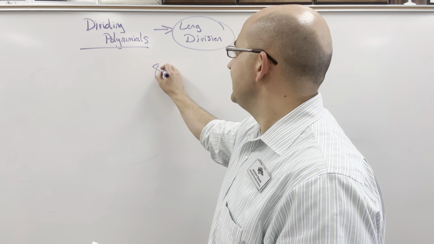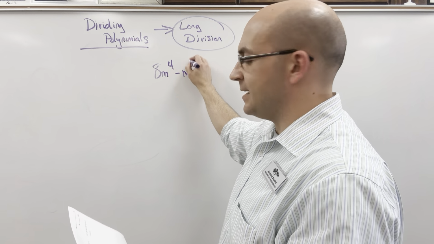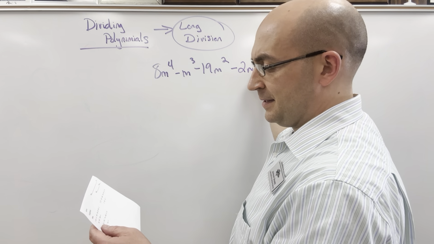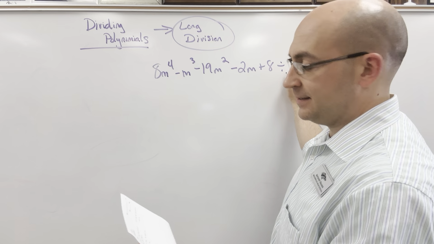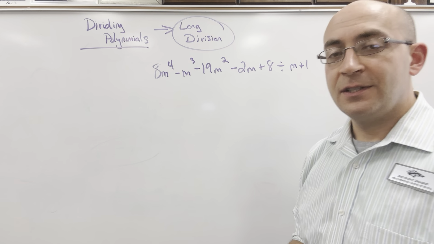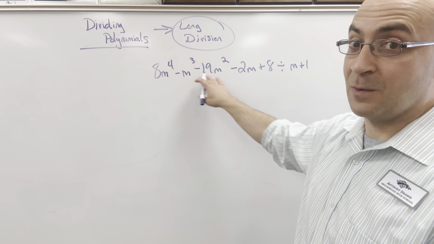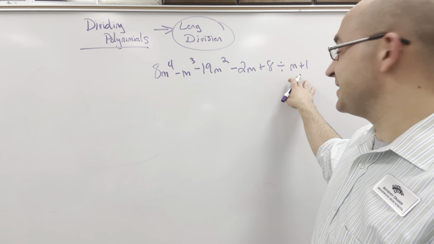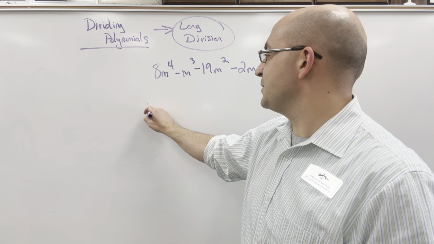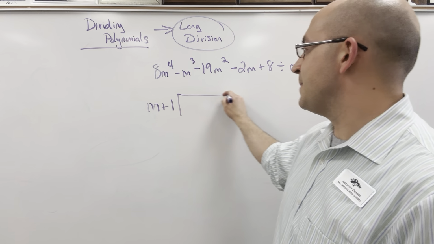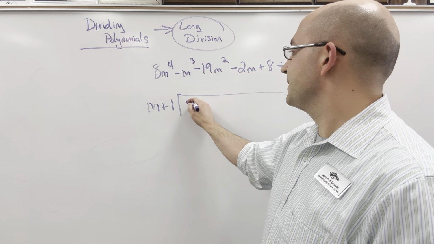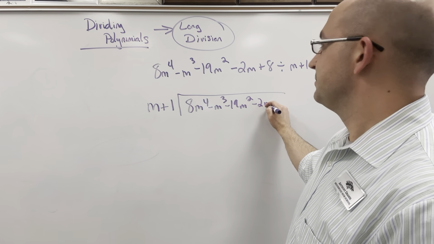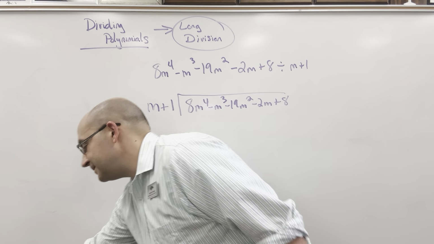So I have 8m to the fourth minus m to the third minus 19m squared minus 2m plus 8 divided by m plus 1. Okay, so we're actually going to do top in the box, meaning this whole long polynomial is in the top of the box, and this one is to the side. So we're going to rewrite this. It's m plus 1 on the outside, and then in the box goes this long polynomial. That will always happen. Okay, so let's start the dividing process.